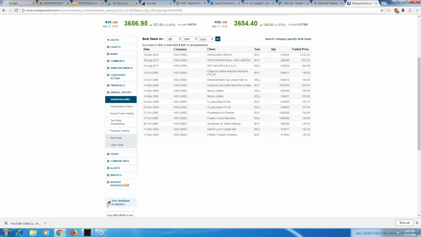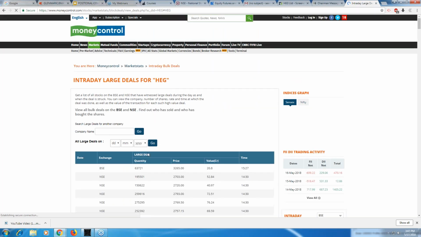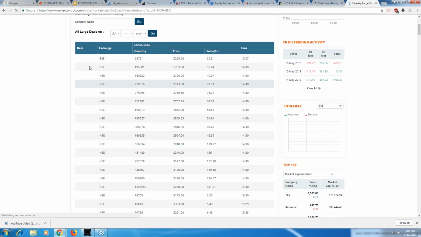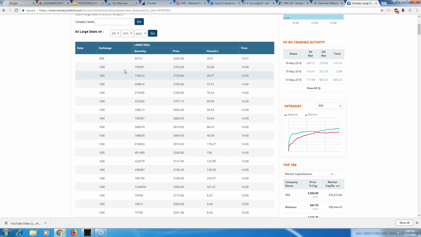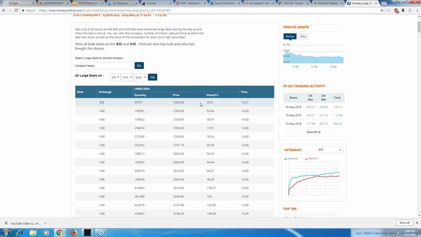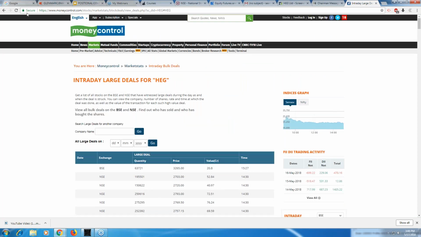So you can see the block deals and the large deals also. You can have a look at the large deals that are happening in HEG. I'm sure in a minute the dates will also come here. But see, there is a huge quantity being traded in this particular stock. I think this is where you will be able to figure out everything about a stock.